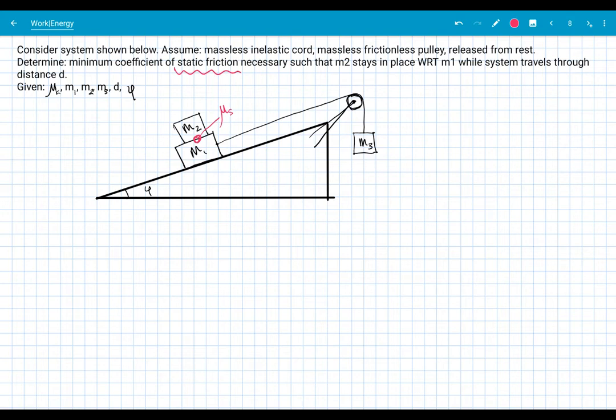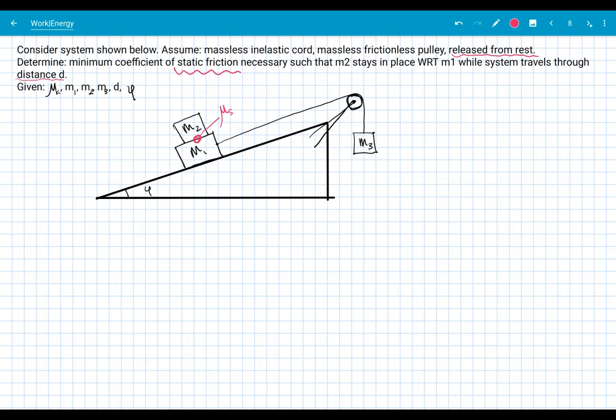And you can say, well, wait a minute. How do I know it's accelerating? Well, you were told that it released from rest and that it does travel through some distance d. So it was at rest and then it went into motion. That's acceleration, right? A change in velocity.